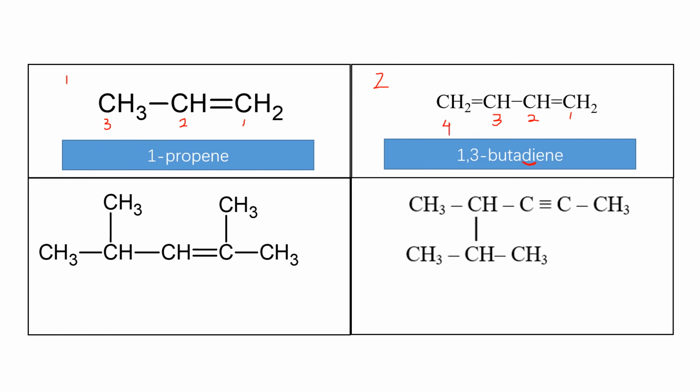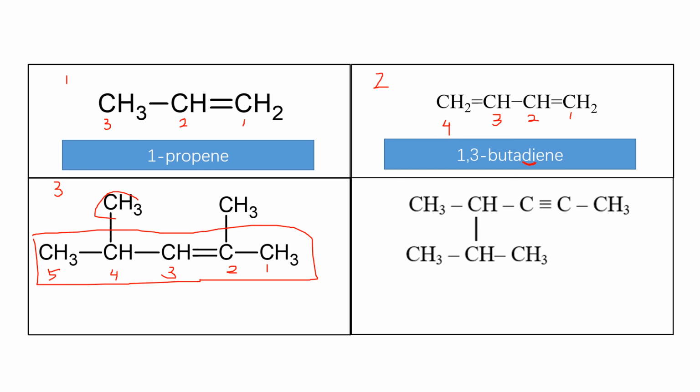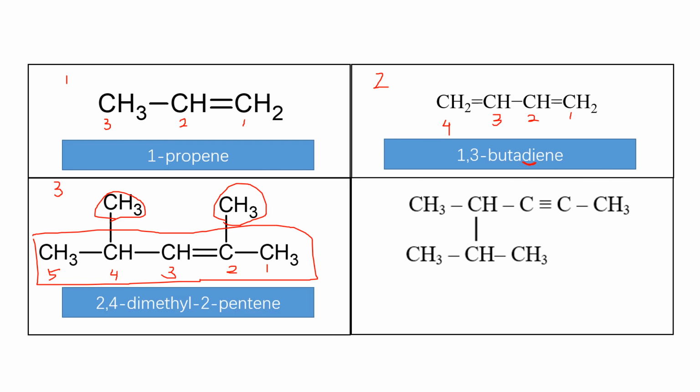And then for number 3, this is the organic compound that consists of 5 carbon atoms. This is the main chain. We can start from the right because this is the end that is close to the double covalent bond. And then we have two substituents. This is methyl and this is also methyl. So we can give the name 2,4-dimethyl-2-pentene.